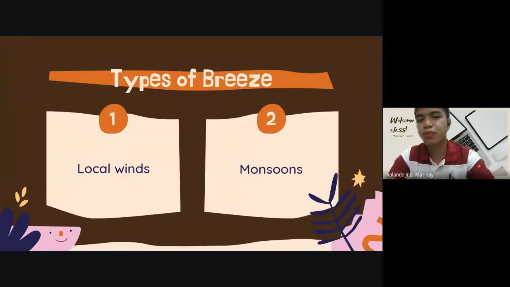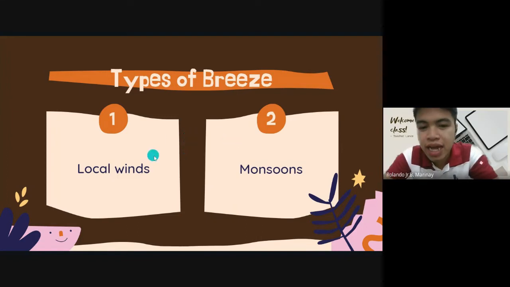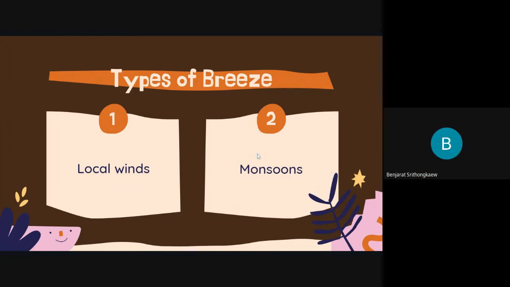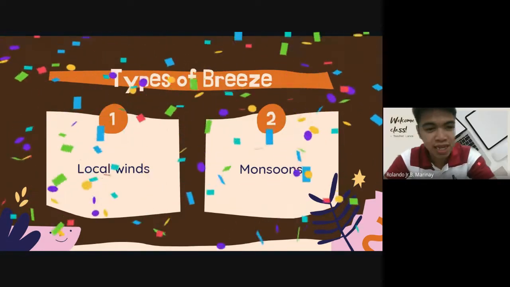Okay, so we have the two types of breeze. The first one is the local winds, and the next one is the monsoons. Okay, the first one, say local winds. Turn on your microphone and say local winds. Local winds. Okay, very good. That is the first type of wind. The next one is the monsoons. Monsoon. Very good, thank you. Local wind and monsoon.